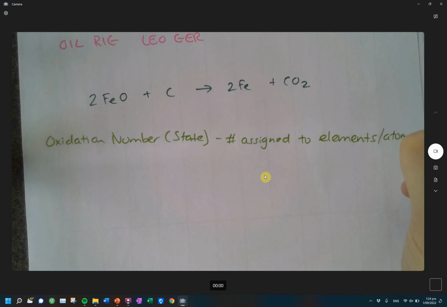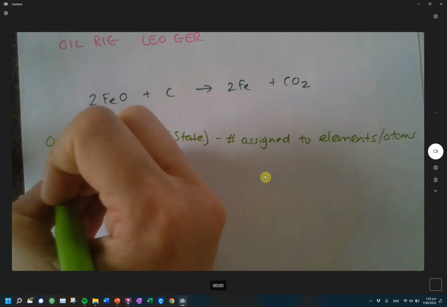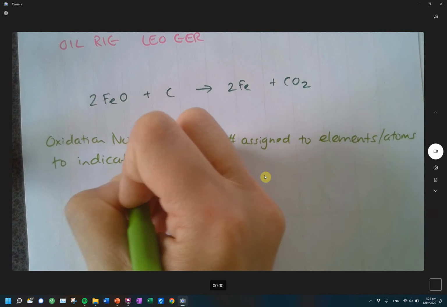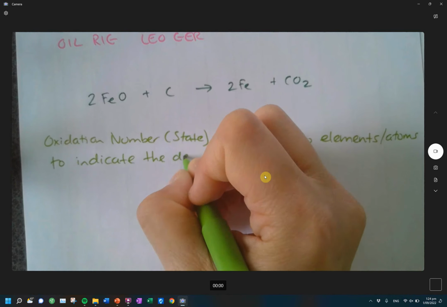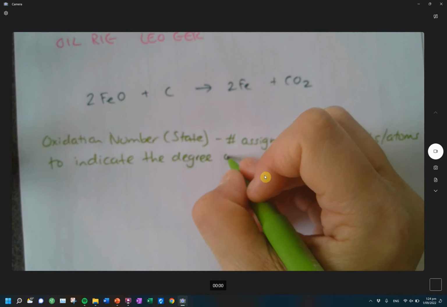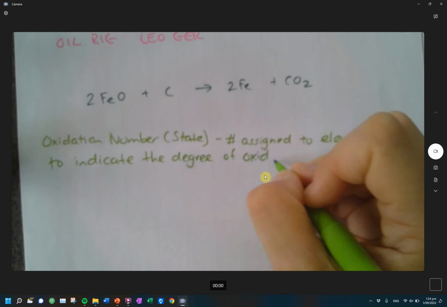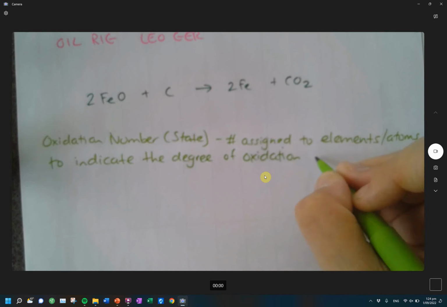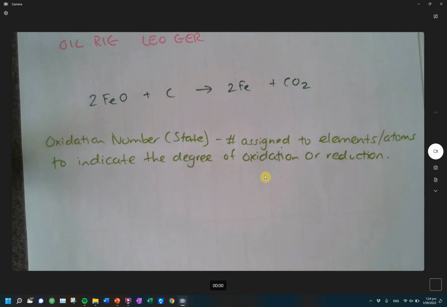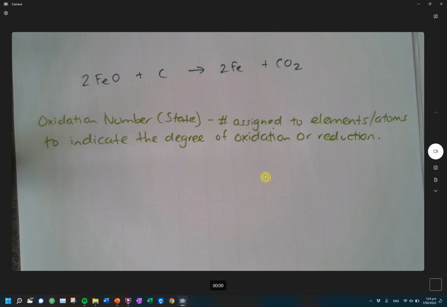Say atoms or elements to indicate the degree of oxidation or reduction. And I'll show you guys how we apply it so you guys can actually see it working.